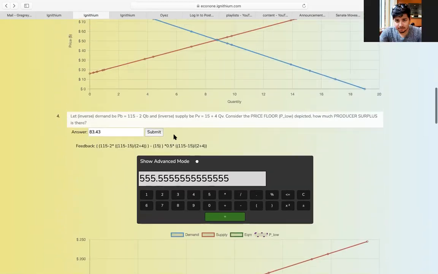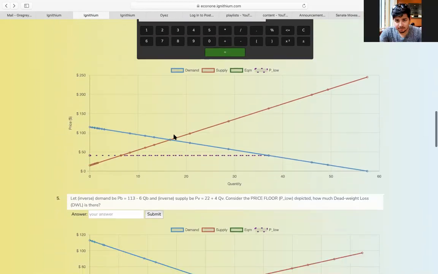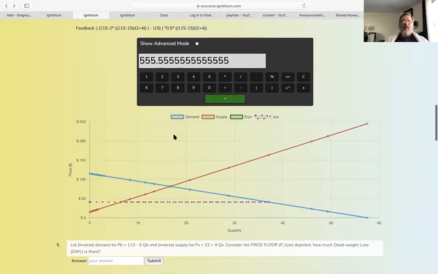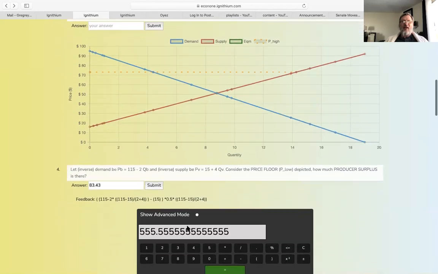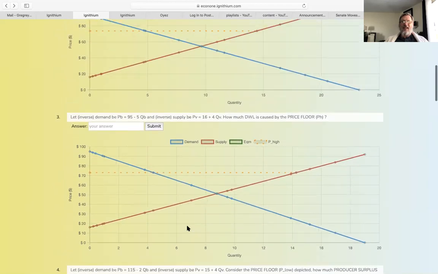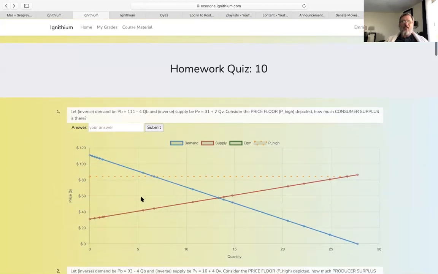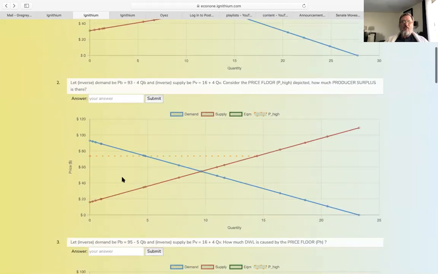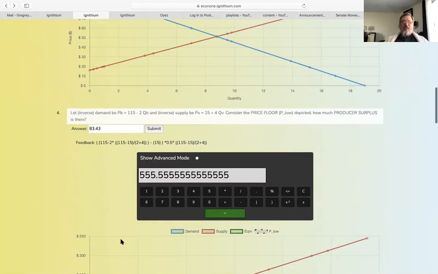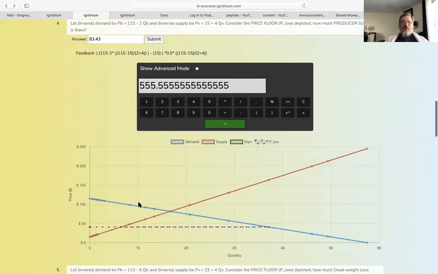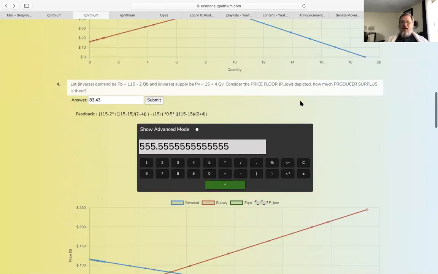Oh, see, this happened. So honestly, I think I goofed up, and this happens sometimes, right? So we've got question graph, question graph, question graph, question graph. So it should be there, right? How much producer surplus?